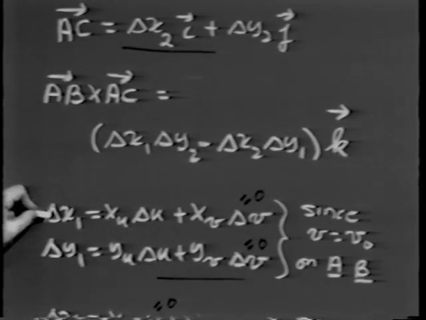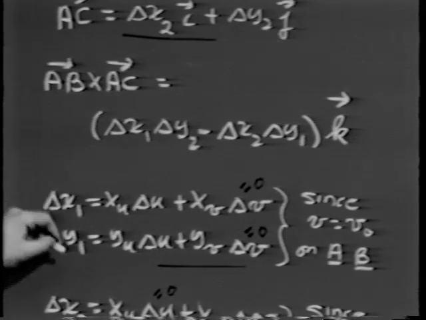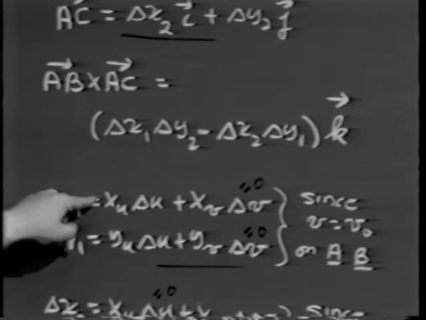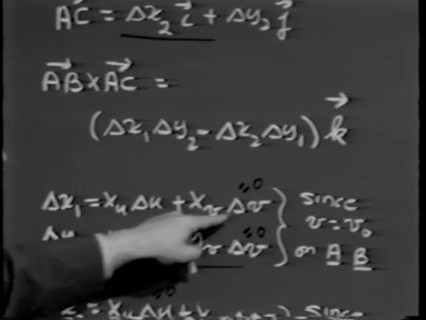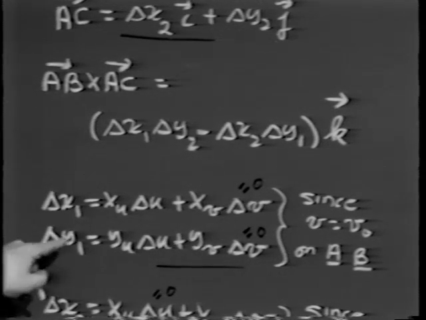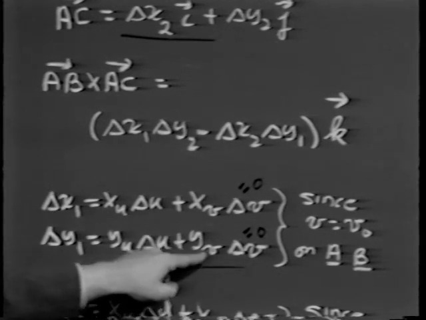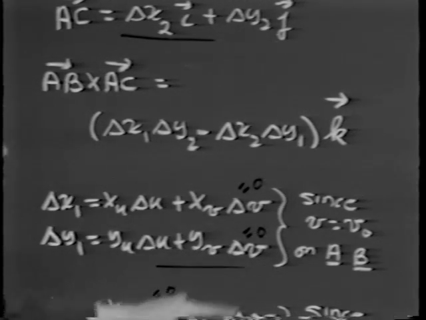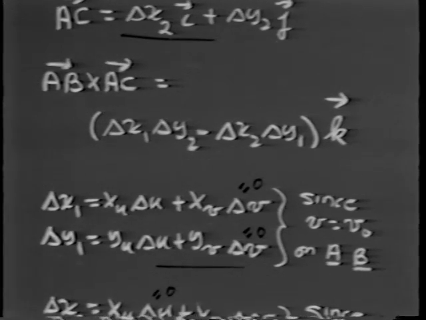If you want to think of it in terms of the region R, by differentials, delta x1 would be what? It's approximately the partial of x with respect to u times delta u plus the partial of x with respect to v times delta v. Similarly, delta y1 is y sub u times delta u plus y sub v times delta v. But now keep in mind where delta x1 and delta y1 come from.